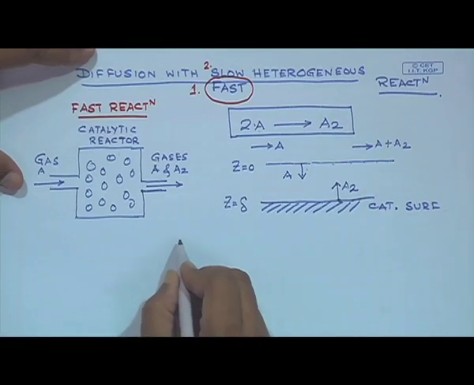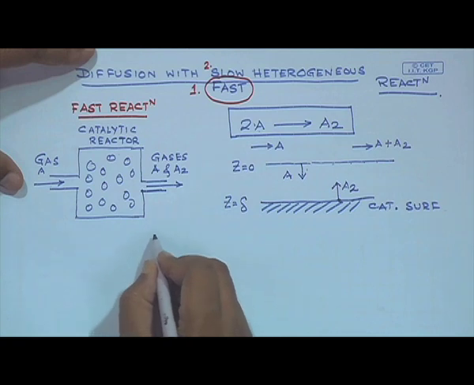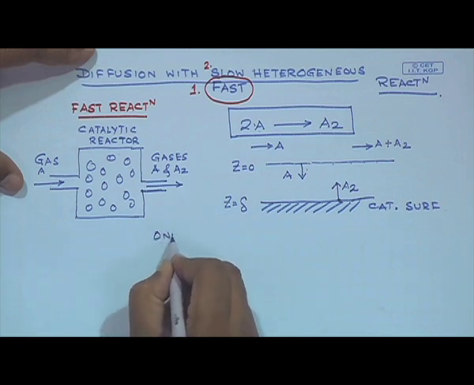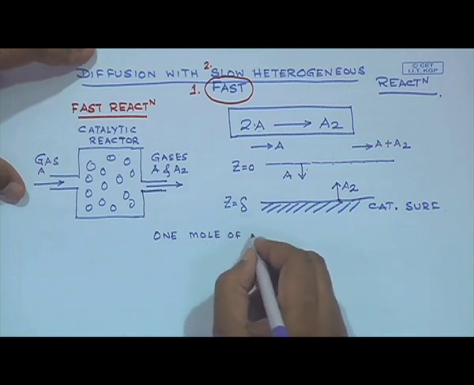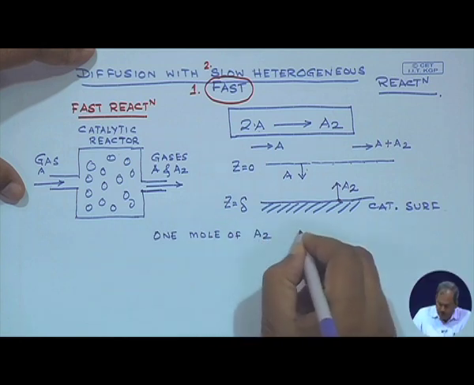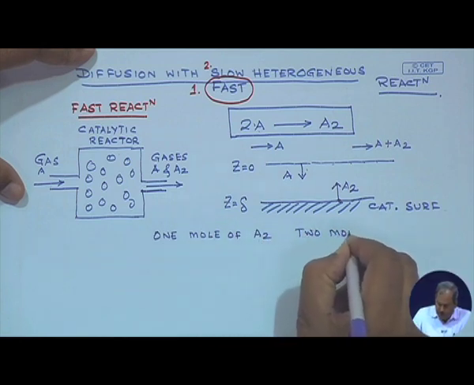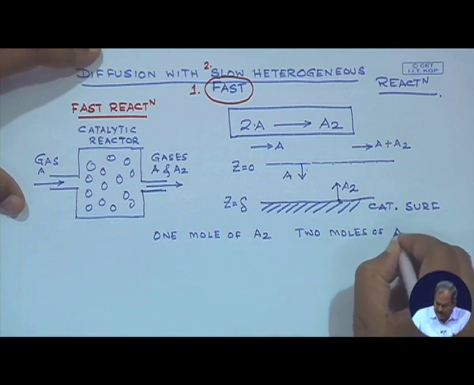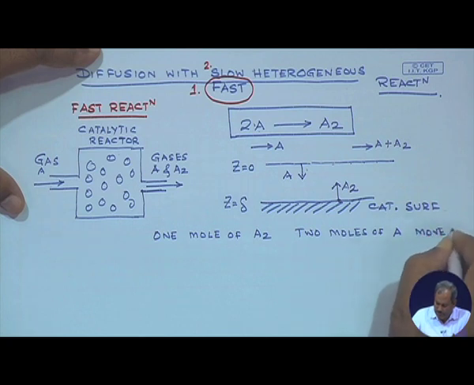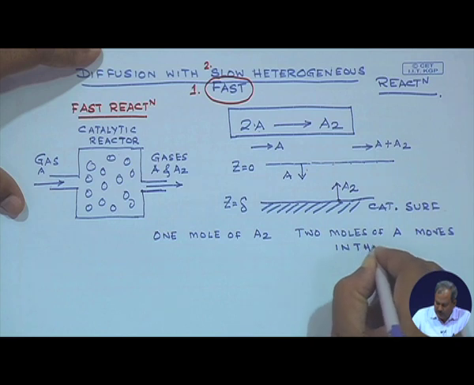So, that is the practical use of such a modeling exercise, and we would like to do that here. We also know that for 1 mole of A2, 2 moles of A moves in the plus Z direction.